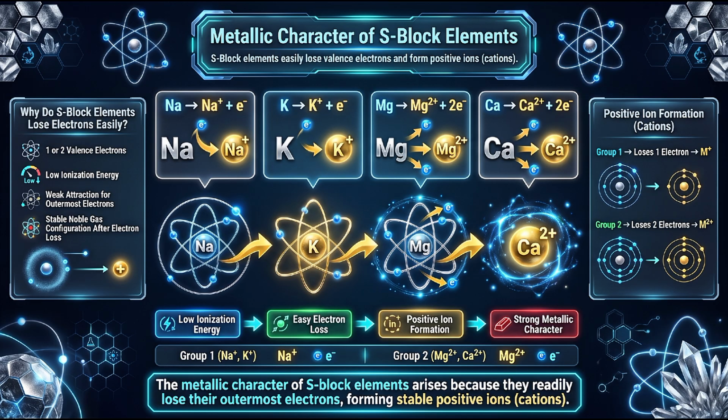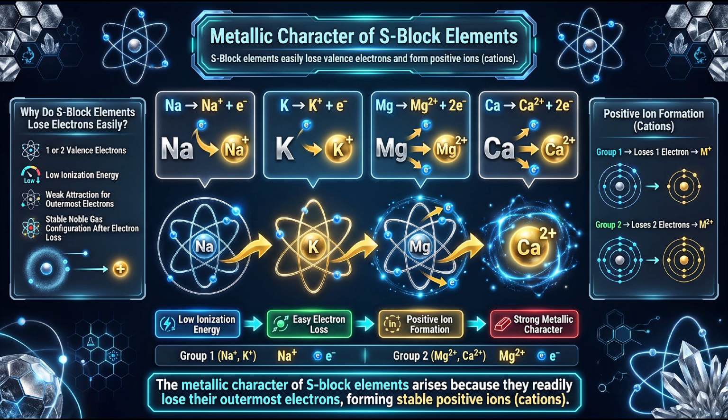The second reason is their low ionization energy. Ionization energy is the minimum amount of energy required to remove the outermost electron from an isolated gaseous atom. S-block elements have among the lowest ionization energies in the periodic table. Because very little energy is needed to remove their outermost electrons, electron loss occurs readily during chemical reactions.